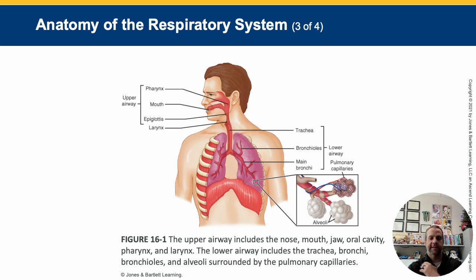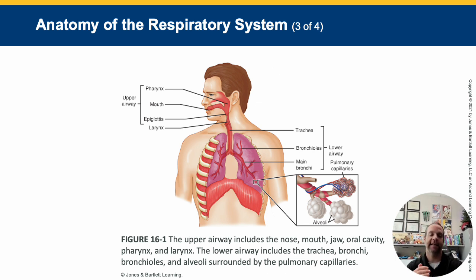Now, here we are on figure 16-1 of your textbook. This provides a good visual breakdown of the upper and lower airway components. You're going to notice that the upper airway, the nose, the mouth, the jaw, pharynx, and larynx, are clearly illustrated. They serve to really channel and prepare the air, filtering it, warming it, and humidifying it before it actually reaches the more delicate lower airways. But now let's focus on the lower airways.